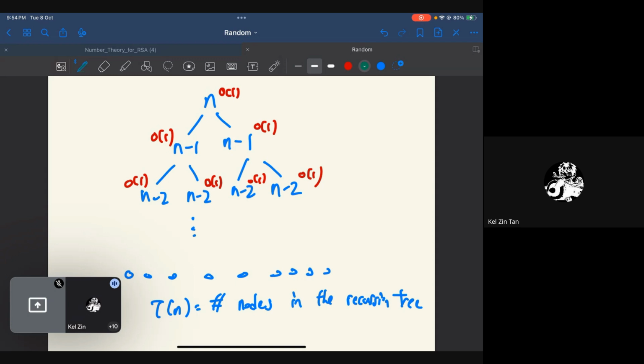Because you see, at first we have 1 node, and then at the second level we have 2. Then because each branch we multiply by 2 again, so this one we have 4, and the next one we have 8, the next one we have 16, and so on. So the height of the tree is n.